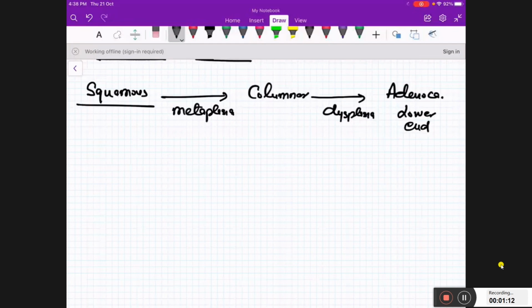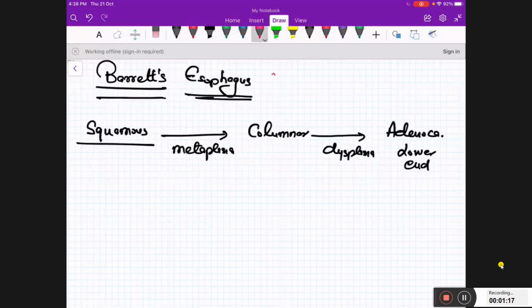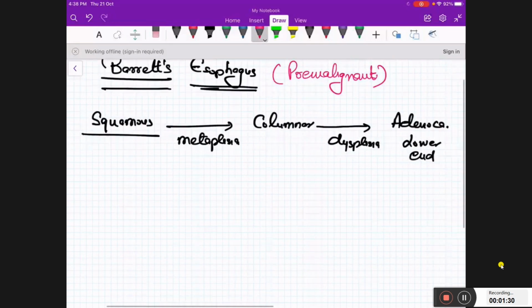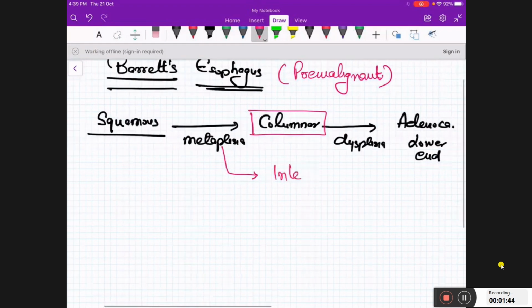So this condition, important to note, is a pre-malignant condition. Now, very important point: the most common type of metaplasia which happens here, a very commonly asked question in exam, is intestinal metaplasia.